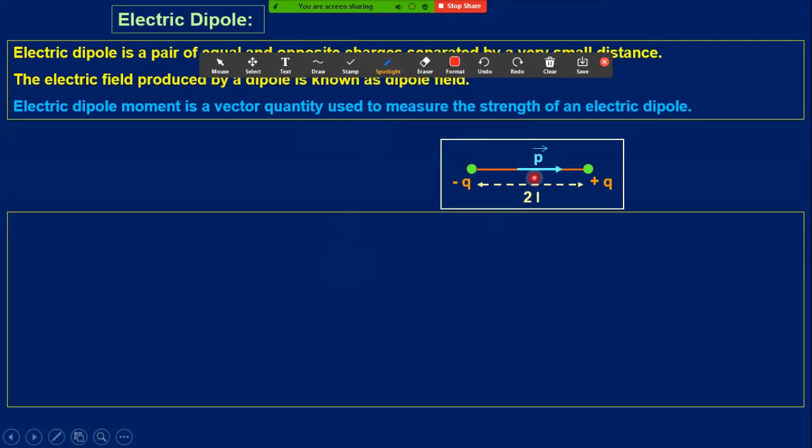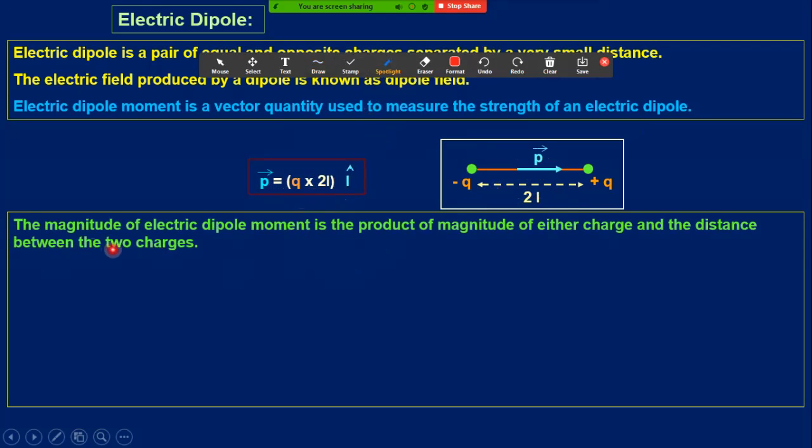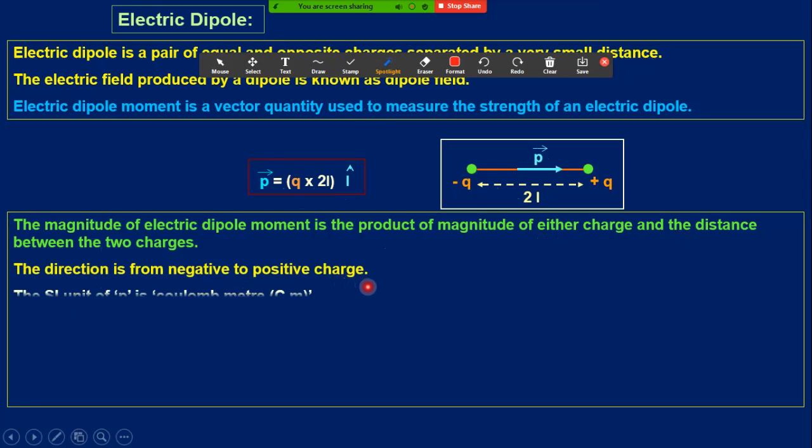And the direction of the electric dipole moment is from the negative to the positive charge. Okay, and this is the equation for the electric dipole moment. The magnitude of the electric dipole moment is the product of the magnitude of either charge and the distance between the two charges. The direction is from negative to positive, as I told you a little while ago. The SI unit of P is coulomb meter.